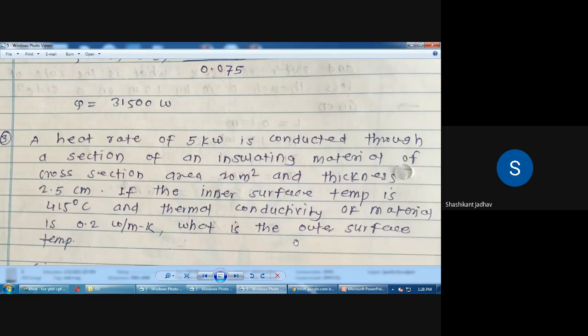First of all you have to write down the given things. Heat rate is given as 5 kilowatt, means Q is given. Okay, Arti and Dhanashree, check your answers. Arti got the answer 719.25 Kelvin and Dhanashree got the answer 656.75 Kelvin. Check which answer is correct. What about the others?